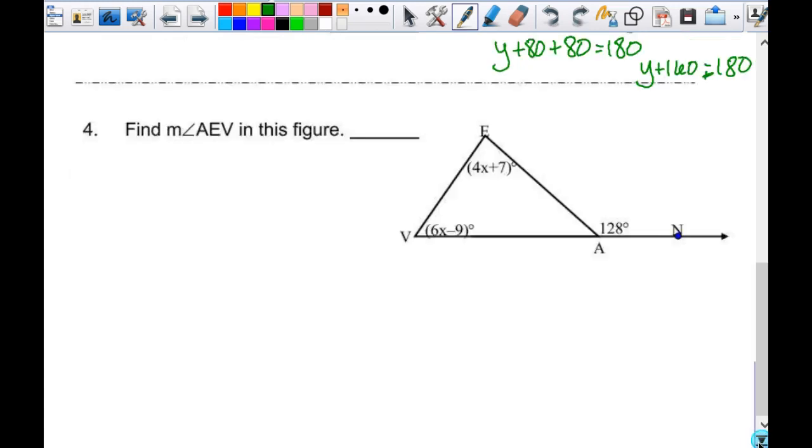Okay, so on this one here, we are not going to work this one the same way. This is an exterior angle.